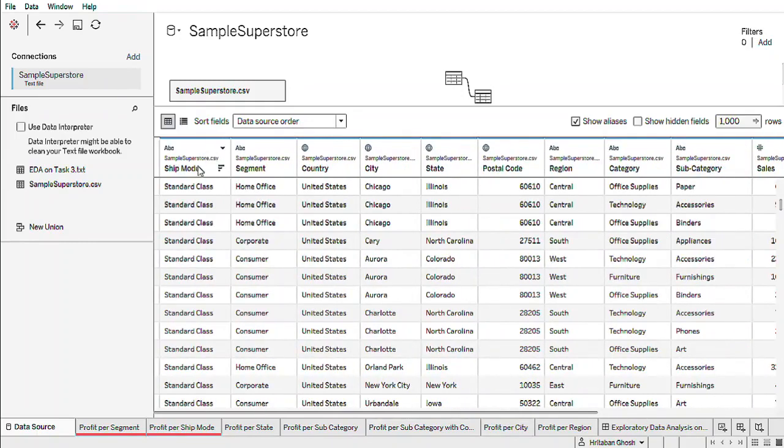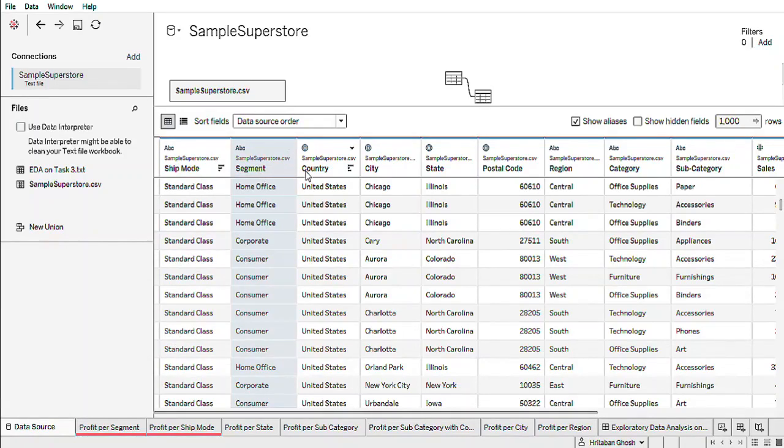So let's just go through the columns one by one. The first column is ship mode. It tells us how the products are being shipped from the Superstore. There are 4 types of ship mode: standard class, first class, second class, and same day. The next column corresponds to the segment. It tells us which segment of the customer population the Superstore belongs to. There are 3 segments in total: home office, corporate, and consumer.